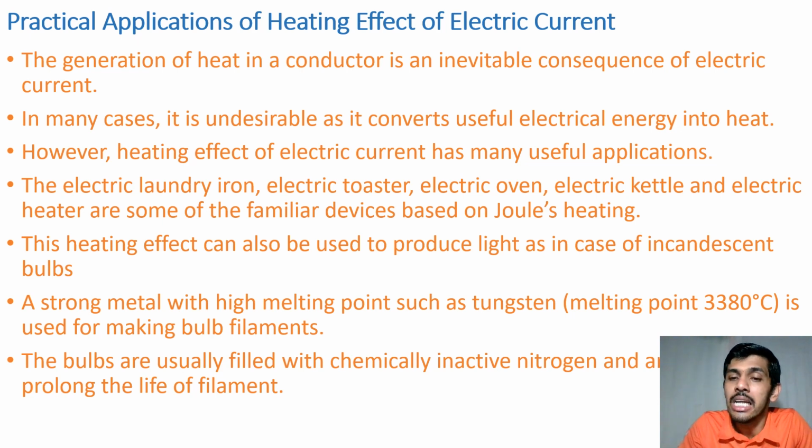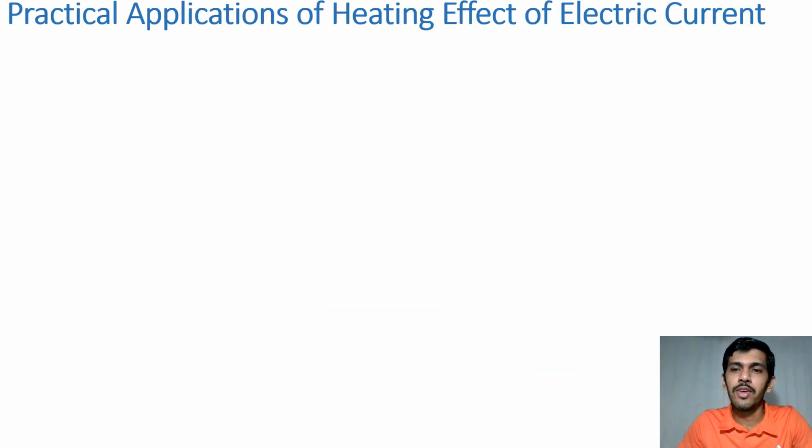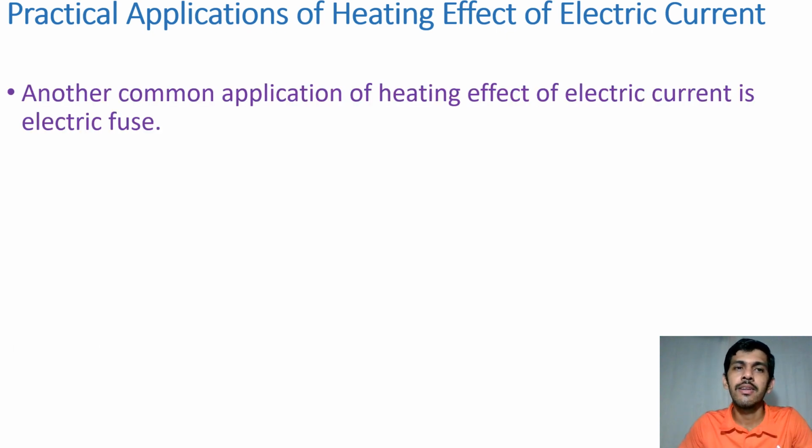So directly the filament, that is tungsten, reacts with oxygen and it gets combusted and it breaks. That is why the circuit is broken. Okay. One more practical application of heating effect of electric current is the electric fuse.